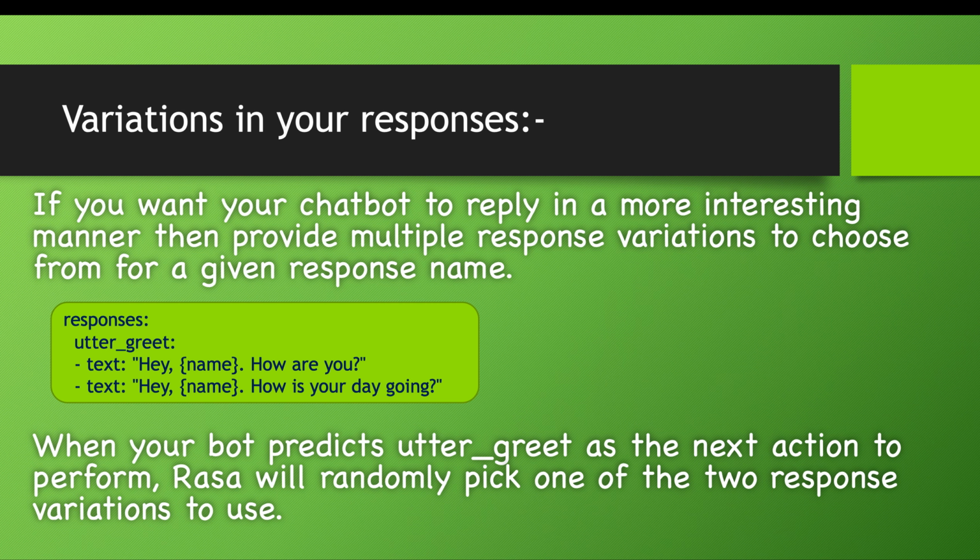Now, variations in your responses. If you want your chatbot to reply in a more interesting manner, then you can provide multiple response variations to choose from for a given response name. So here in this example, for response utter_greet, you have provided two text messages. So when your bot predicts utter_greet as the next action to perform, Rasa will randomly pick one of the two response variations to use.